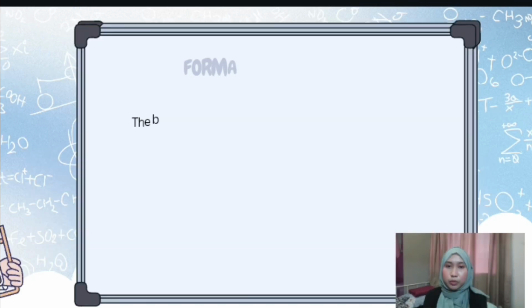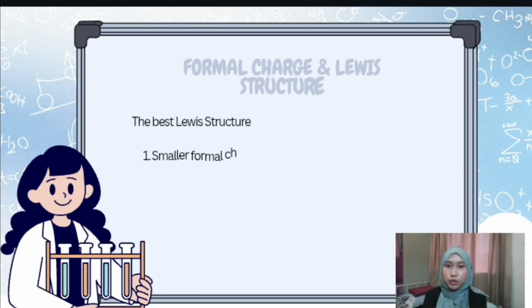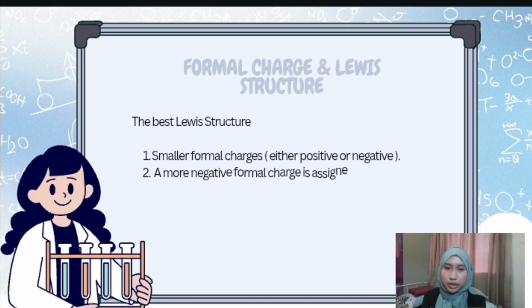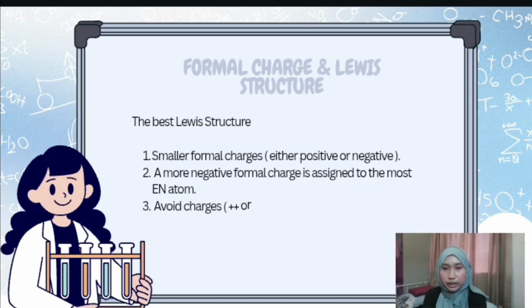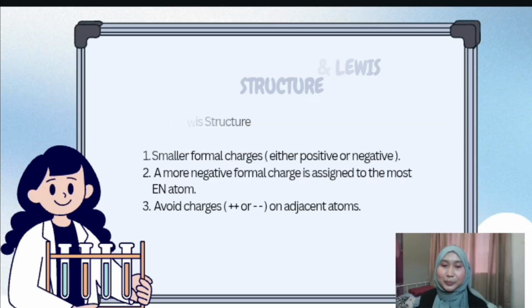For formal charge and the best Lewis structure, the first rule is a smaller formal charge, either positive or negative. Second, a more negative formal charge is assigned to the most electronegative atom. Third, avoid charges like positive-positive or negative-negative on adjacent atoms.